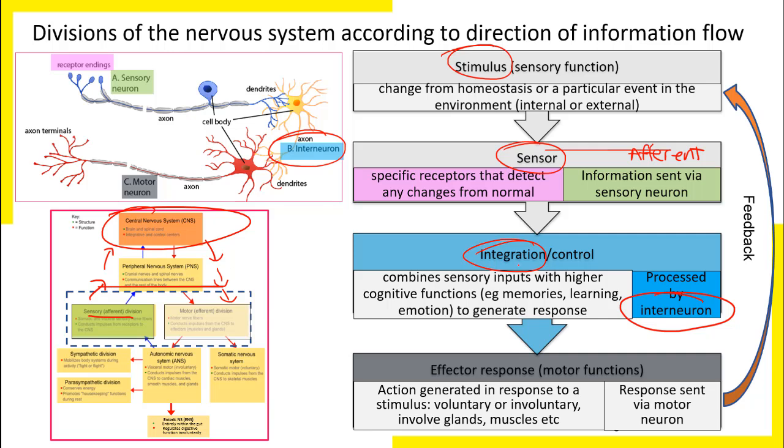Once the response is generated, it's sent to the periphery via the motor or efferent neuron. And efferent means away. In this case, the information is sent away from the central nervous system. And if you look over here, it sends it to either the somatic nervous system or the autonomic nervous system, in which case the response is generated either voluntarily with conscious perception and control, or involuntarily without any conscious perception or control.